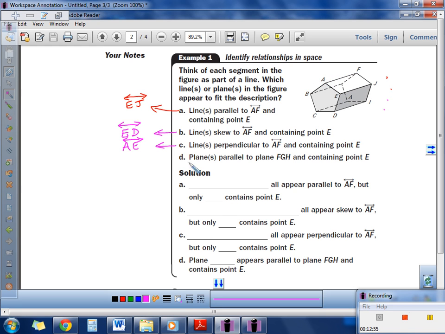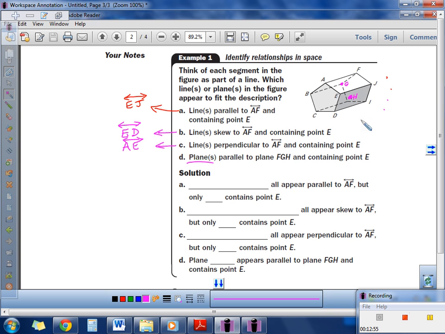Last one, planes. So we're going to have a different type of answer here. Parallel to FGH. I'm going to find this one. G's missing. It's actually that point in the back. FGH. And we don't have an H either. They repeated the A by accident. That A down there should be an H. So they really screwed up on that one, but we can deal with it.